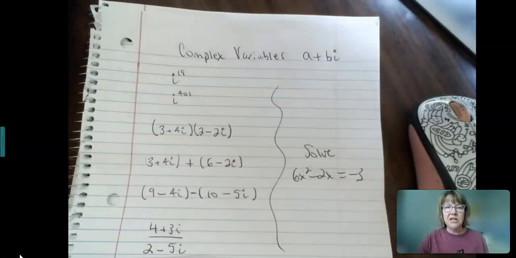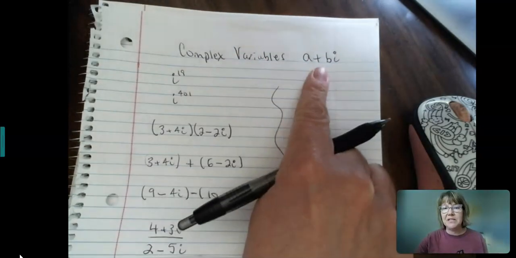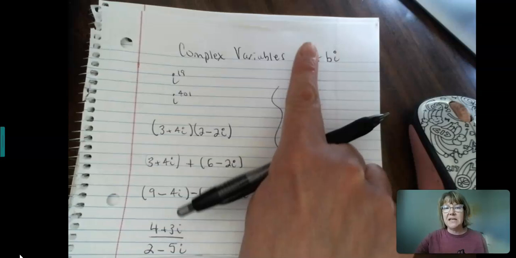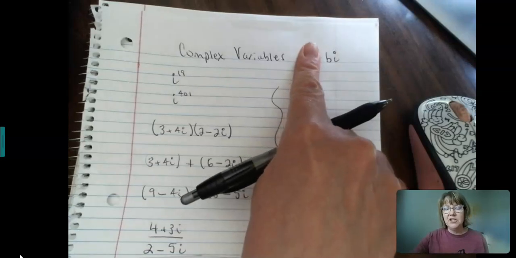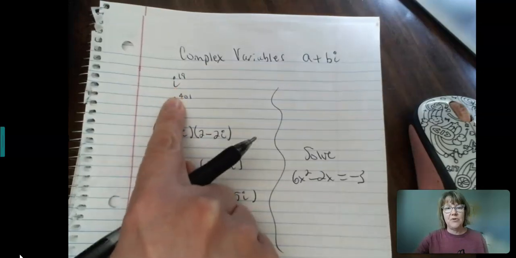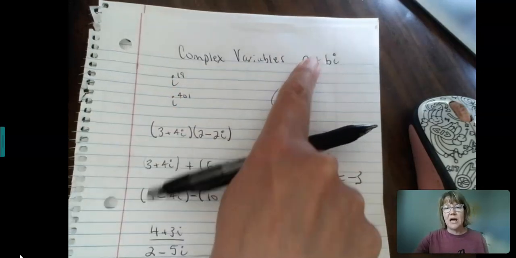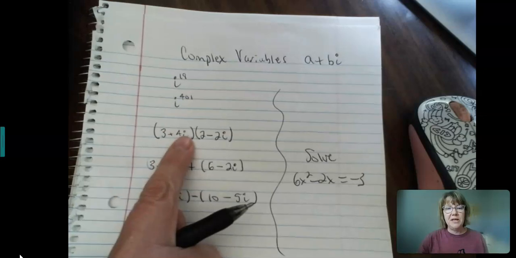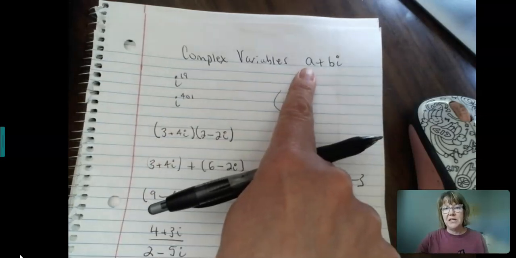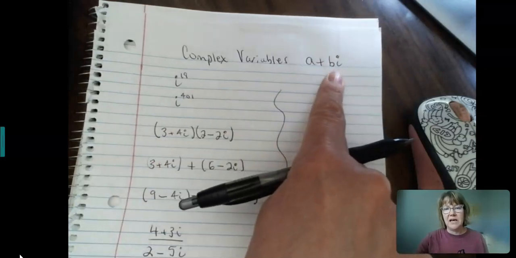All right, let's look at complex variables. They're in the form a plus bi. Sometimes they don't have the integer start, so sometimes they're just in the form of like 3i or 4i, but they could be like 3 plus 4i, right? And we always put the integer part first and then the i part second.